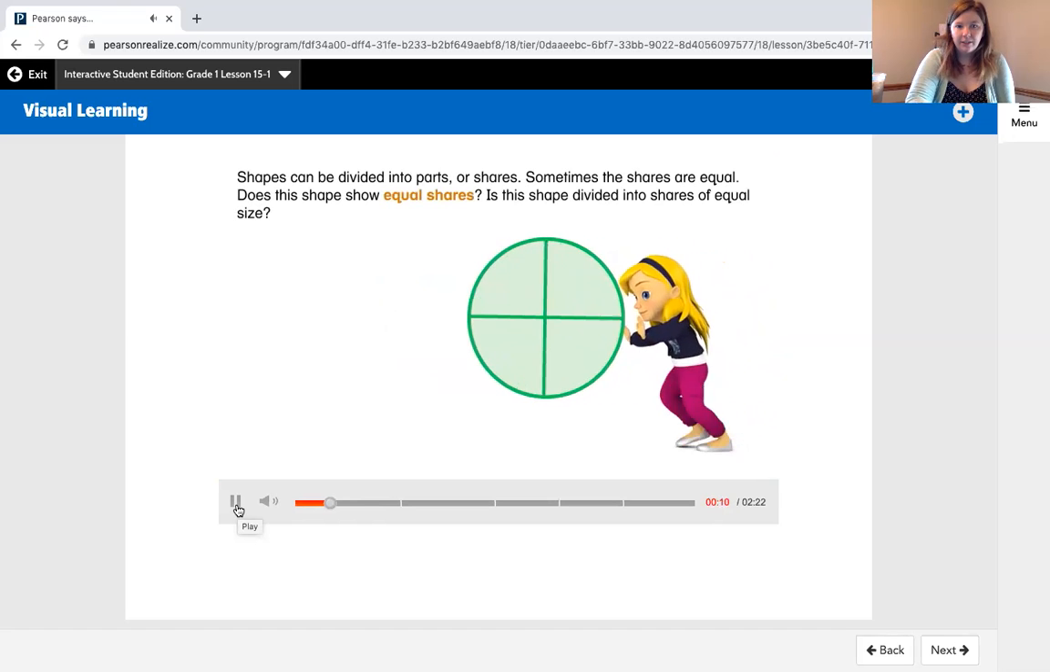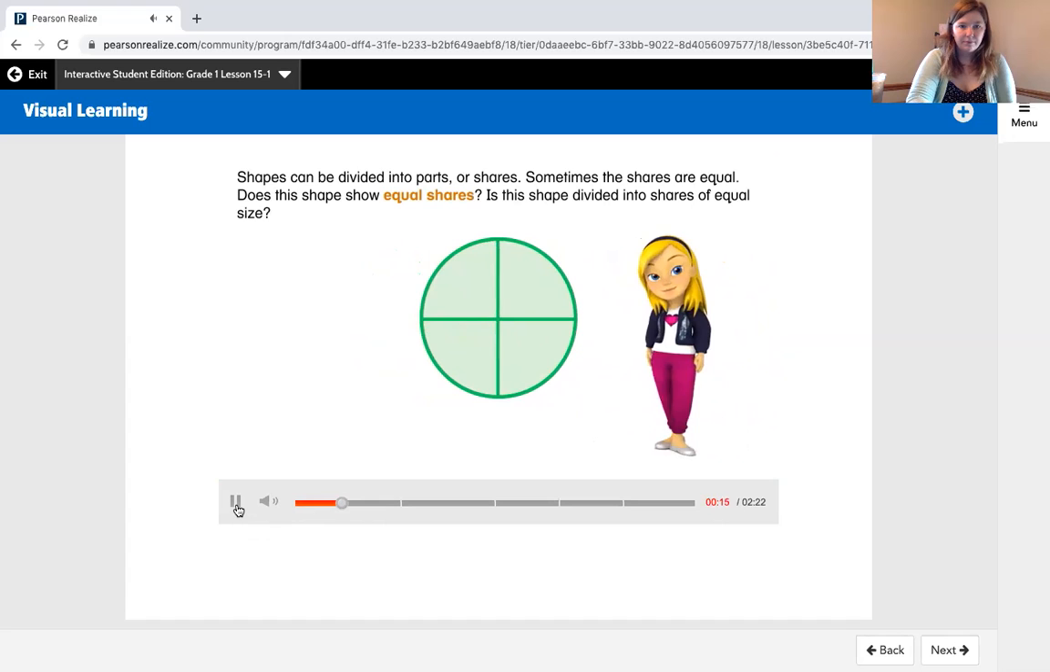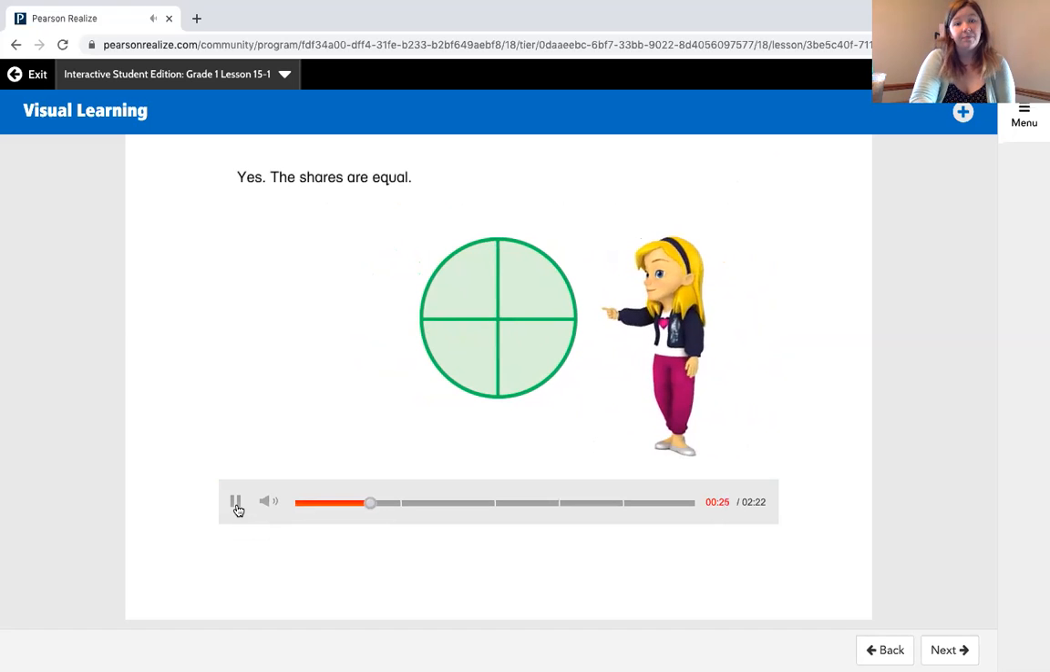Shapes can be divided into parts, or shares. Sometimes the shares are equal. Does this shape show equal shares? Is this shape divided into shares of equal size? Yeah, this is fair. Yes, the shares are equal. Equal shares are always the same size.